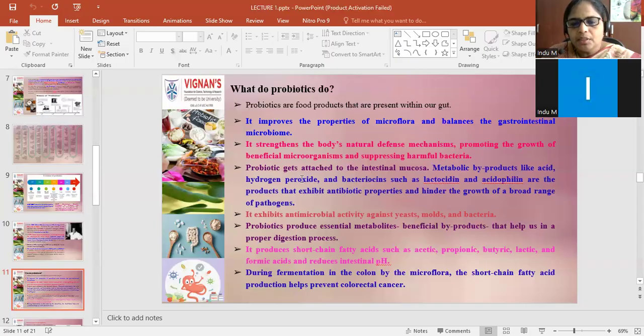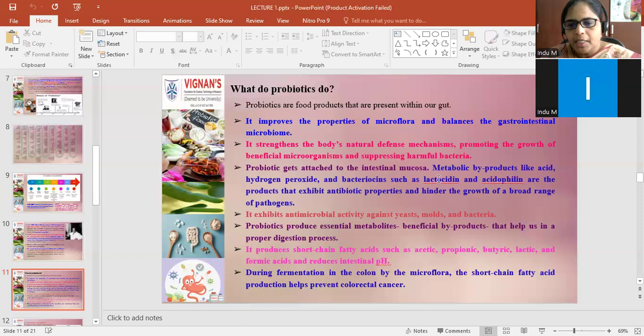Not only this, they attach to the intestinal mucosa, where they start producing metabolic products like acids, hydrogen peroxide and antimicrobial peptides like bacteriocins, examples being lactocidin and acidophilin. These products exhibit antibiotic properties and kill the pathogenic microorganisms present in the gut system.